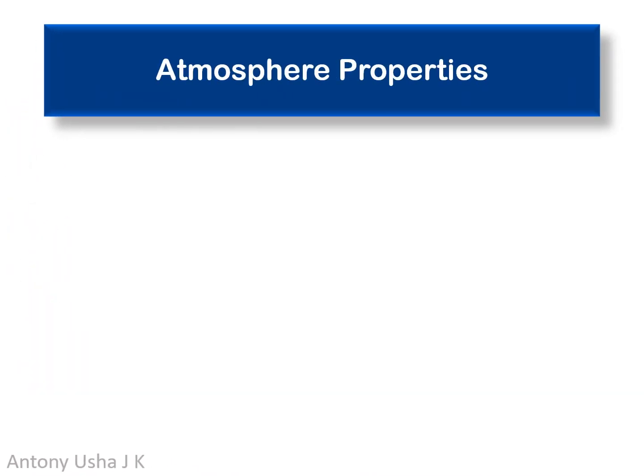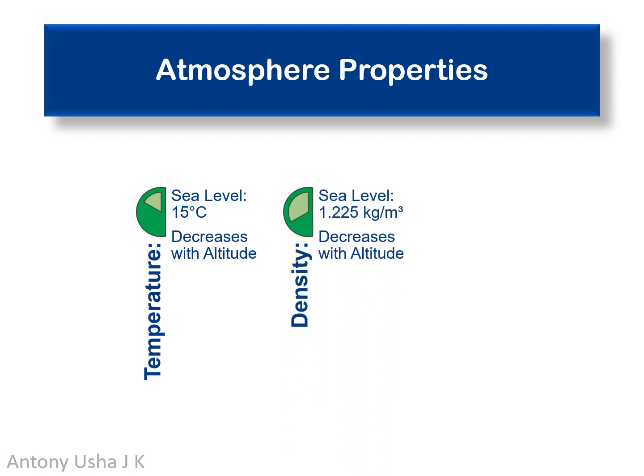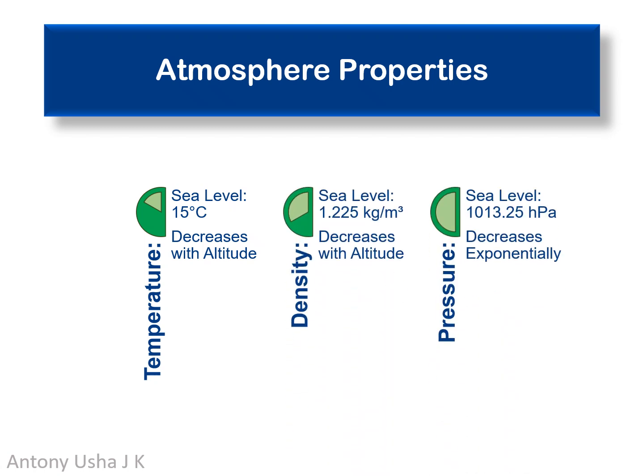We are going to discuss atmospheric properties. Its key elements are pressure, density, and temperature, which decrease with altitude. At sea level, the temperature is 15 degrees centigrade, the density is 1.225 kilograms per cubic meter, and the pressure is 1013.25 hectopascals. These properties influence everything from weather patterns to aircraft performance. Understanding the atmosphere is vital for aviation, climate science, and exploration. It's more than air. It's a dynamic system that sustains life and shapes our environment.